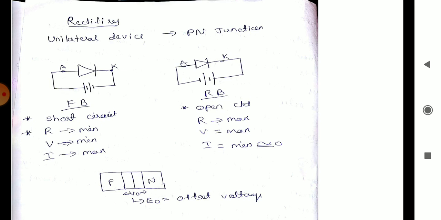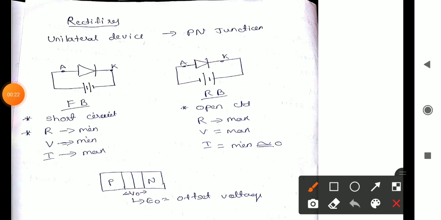Till now we studied about the PN junction. In general, a PN junction can be represented by a simple layered picture of a diode. This is the symbolic representation of the diode, and we call this a PN junction.